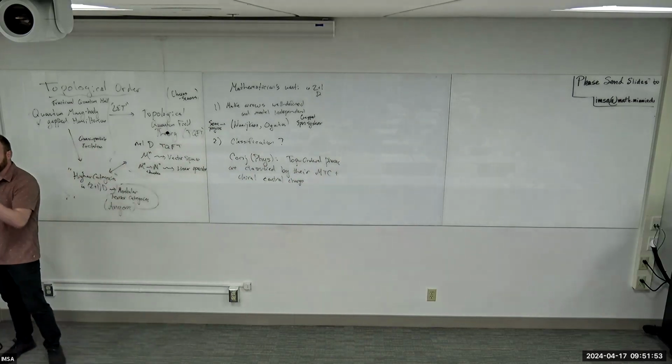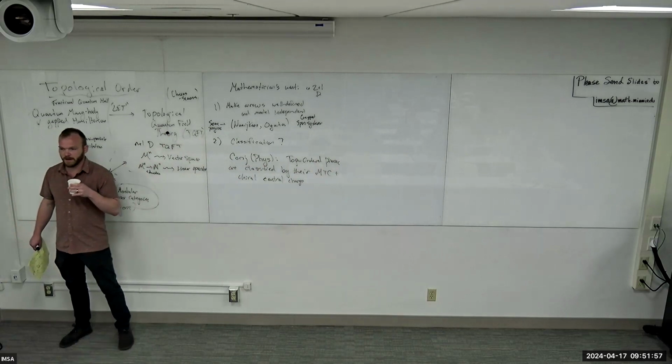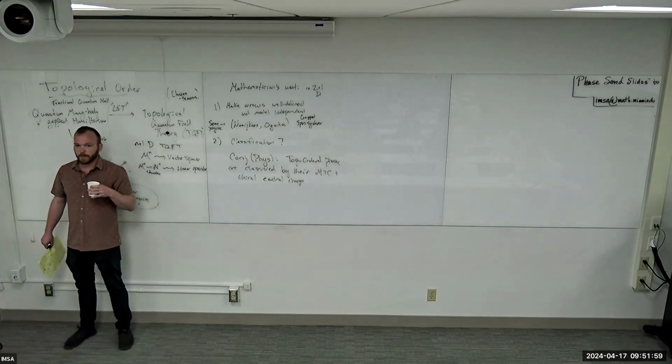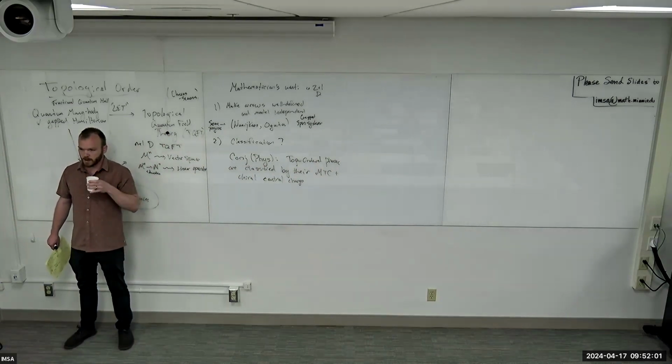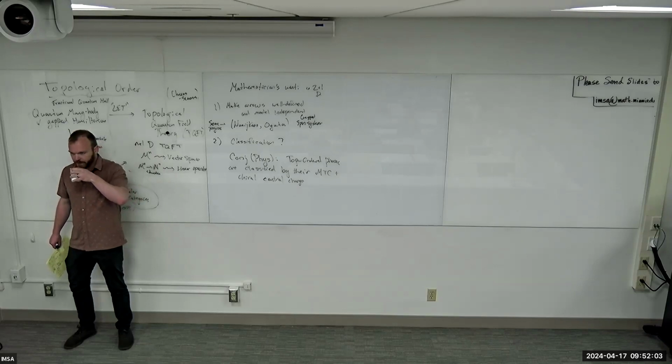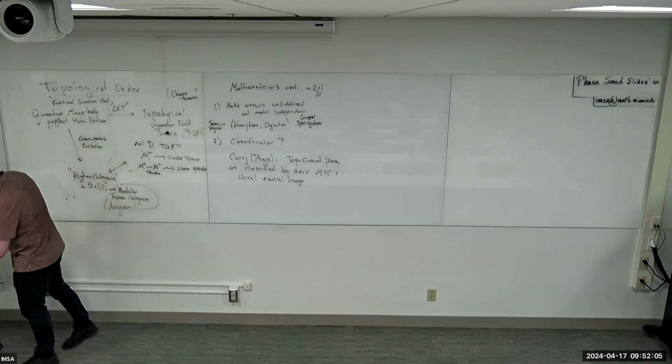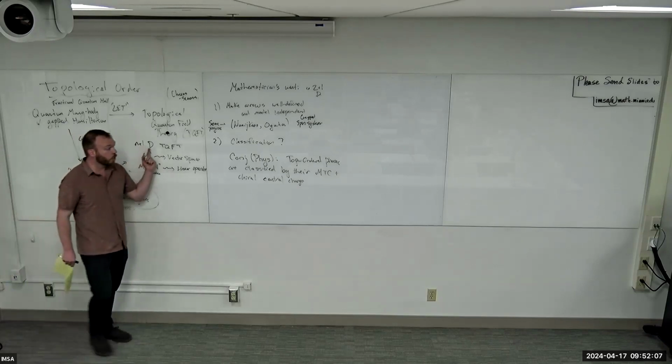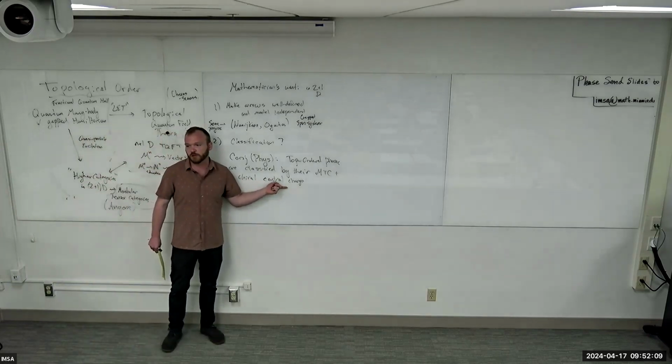So I have so-called invertible states that have trivial order. Is this correct? Yes, invertible states have trivial topological order, but they have non-trivial central charge.